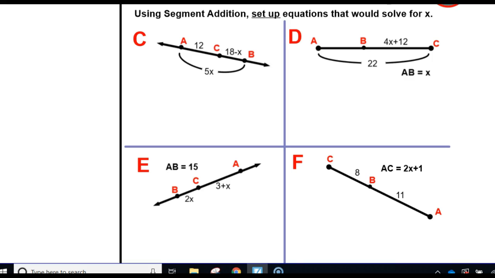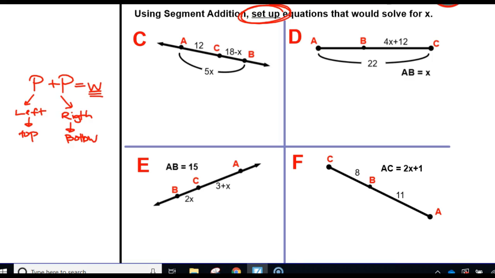All right. These last questions right here, they are asking us to, using segment addition, set up equations that would be used to solve for x. So the important thing right there is that we are going to just set them up. We do not have to solve them. So remember, we're looking for part plus part equals whole. Sometimes left and sometimes right. Could be top, could be bottom, but always equal to the whole thing in the end.